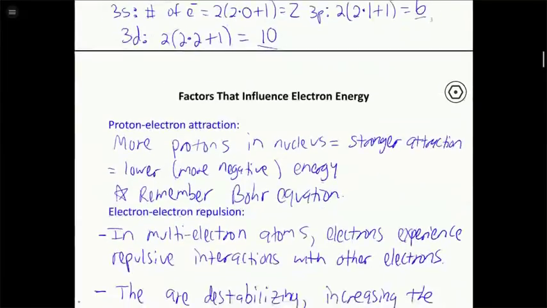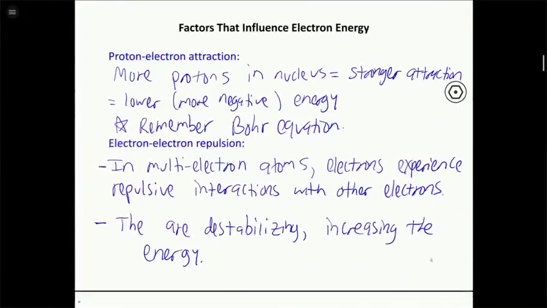Alright, so we have these two factors that contribute to the energy of an electron in a multi-electron atom. Now the idea is, and this is going to be something that comes up time and time again in chemistry, things want to have the least amount of energy possible. That's what we call the most stable situation. So the electrons are going to arrange themselves in an atom.